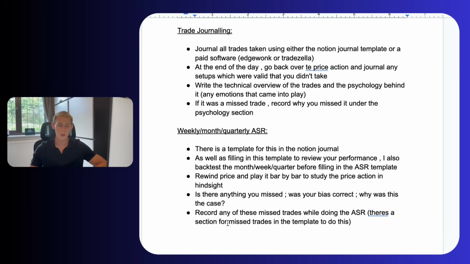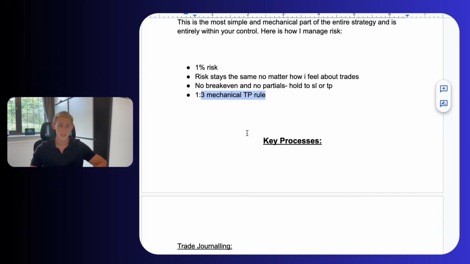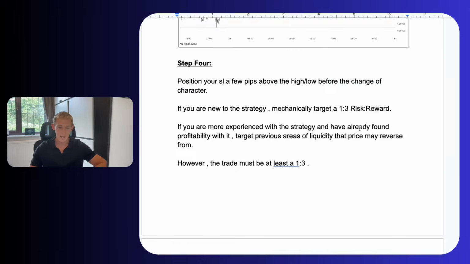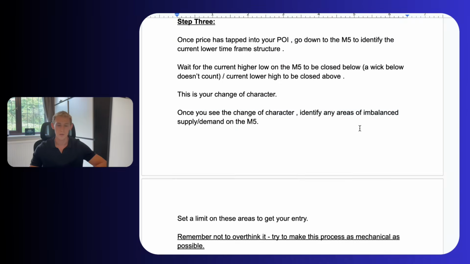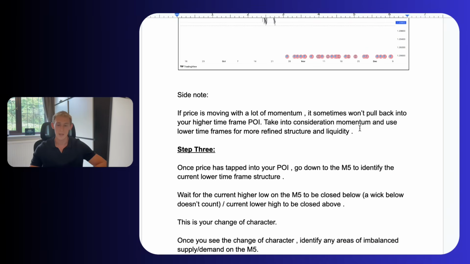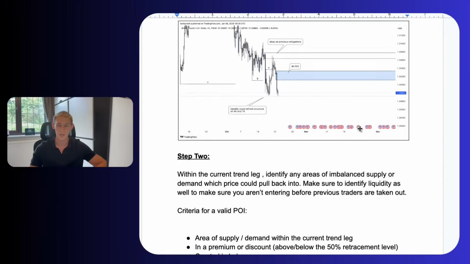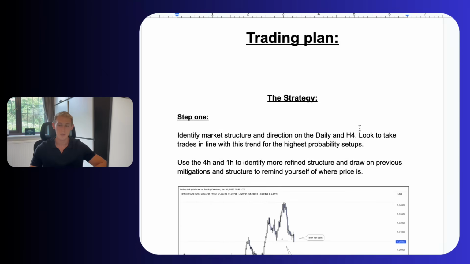I've also included a few more nuanced details about some of the key processes I use as well. But as I said, this trading plan will be for free in the description below for you guys to check out in your own time, because that's besides the point of this video. So that's the trading plan and strategy we're going to be testing.